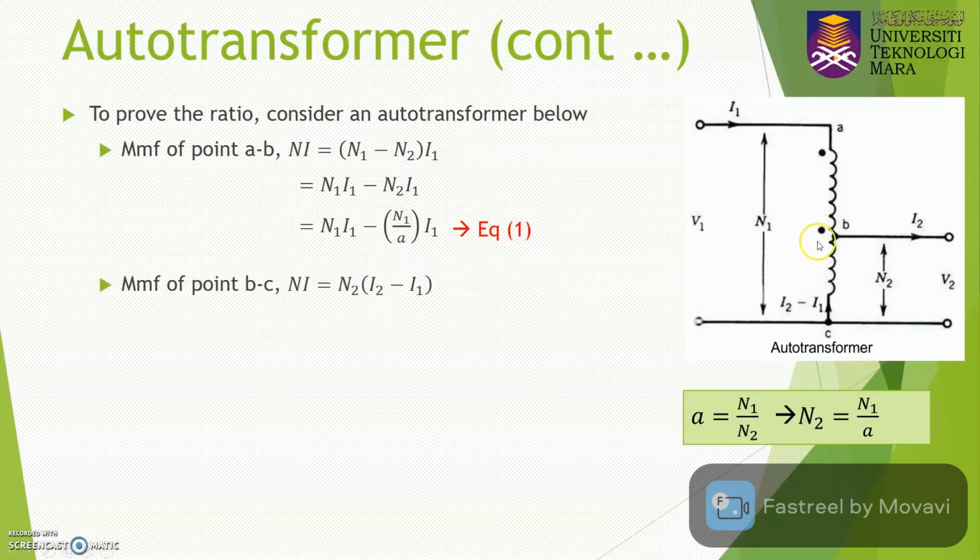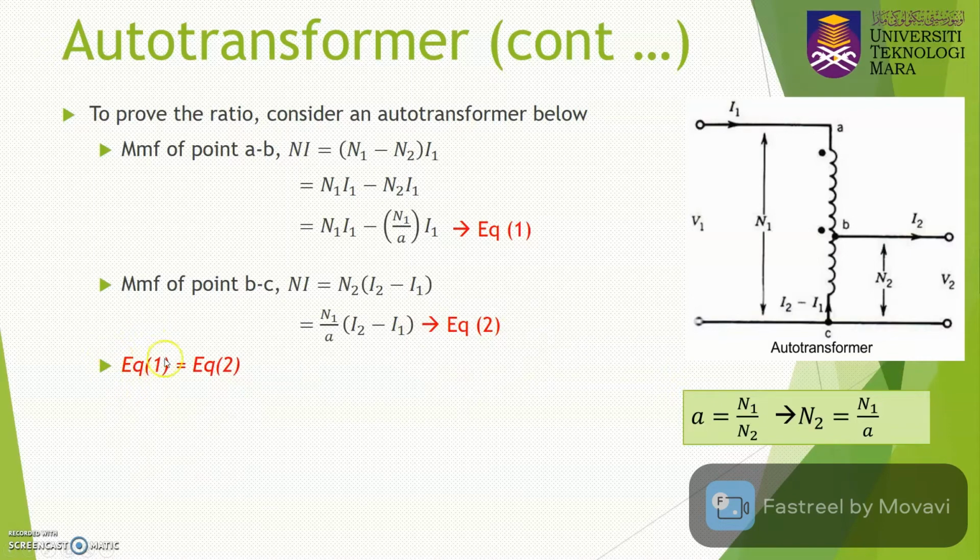Next, the MMF at the point BC. MMF is equal to Ni, so N will be equal to N2, because from B to C, N is equal to N2. And the current that flows through BC is equal to I2 minus I1. Then we can rearrange the equation by substituting N2 equal to N1 divided by a. So I just substitute here N1 divided by a multiplied with (I2 minus I1). This is considered as equation number 2.